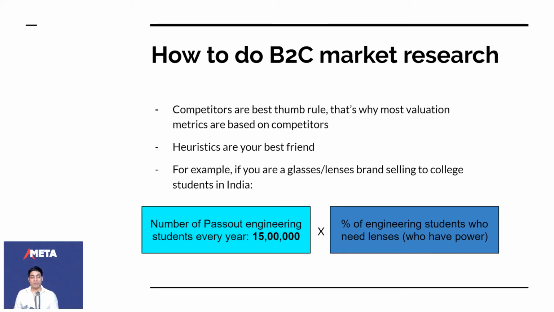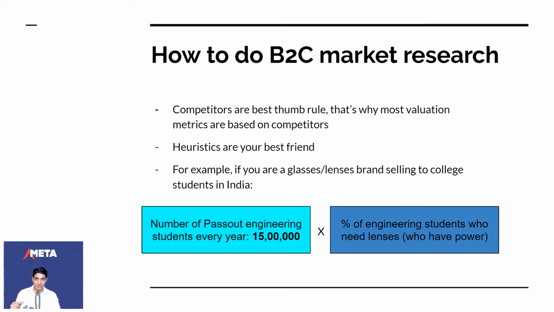For example, if you're selling glasses or lenses to college students, you use the heuristic of how many college students there are in the first place. So for example, if you're only looking at selling to engineering students as a start, you say the number of pass out engineering students every year is 15 lakhs. And it's very easy to go to Google and just type in how many engineering students in India every year, into the percentage of engineering students who need lenses.